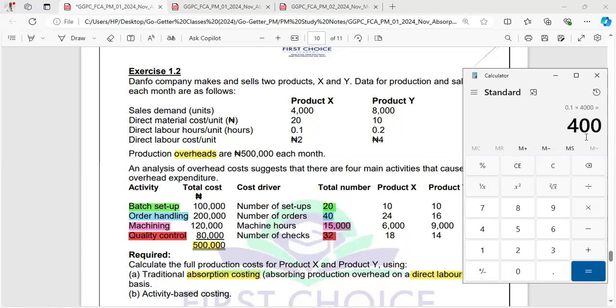That means I have 400 hours to make 4,000. All right. Then for product Y, 0.2 hours for 1 unit. So when we make 8,000 units, this is 1,600 hours for product Y. So when we add this 1,600 plus 400, we have 2,000 hours for the whole product. And so that's what we got here.